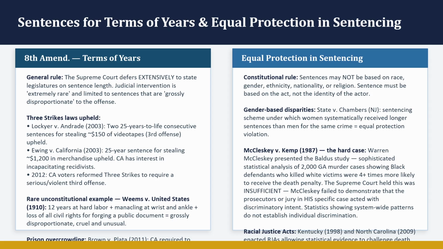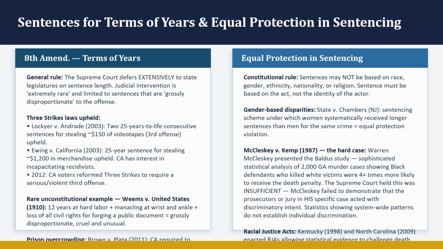Defendants who killed white victims were more than 4 times as likely to receive the death penalty as those whose victims were black. Justice Powell's majority opinion held that this was insufficient because statistical patterns across thousands of cases with different prosecutors, judges, and juries did not establish that the decision-makers in McCleskey's specific case acted with discriminatory intent. The dissenters argued powerfully that the majority was essentially asking defendants to prove the impossible. A pattern of discrimination that is built into the system cannot be demonstrated through individual case-by-case proof.